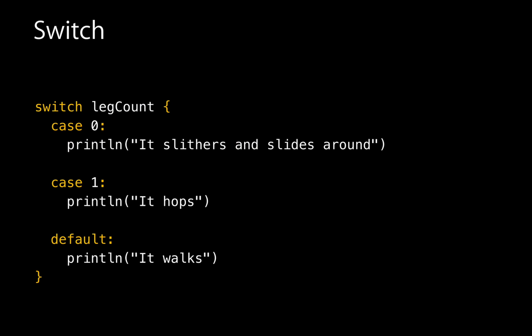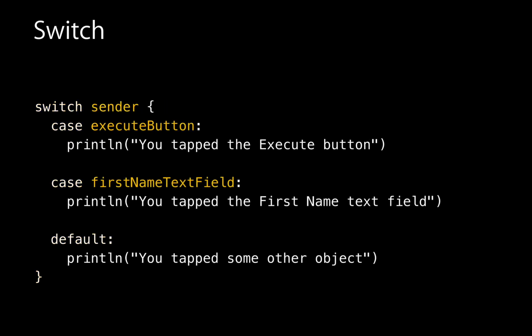I am also not limited to just matching against integer values. In Swift, I can match against objects, or indeed any values I like. Imagine this is an IB action method, and I'm tracking which object a user has interacted with. So I can switch on the sender, match it against different outlets, and print a suitable message. So I can match on objects.